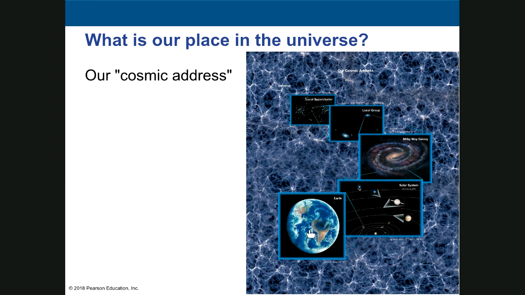But if we look at our cosmic address, where are we? We're on this planet, and this planet Earth orbits a star, the sun, and you can see that the sun is here. These are all not to scale. The sun is much bigger than every object in this picture. There's our little planet Earth orbiting right there, and this star is one of many, many stars. We'll talk about that number in a little bit. Many, many stars in our galaxy.